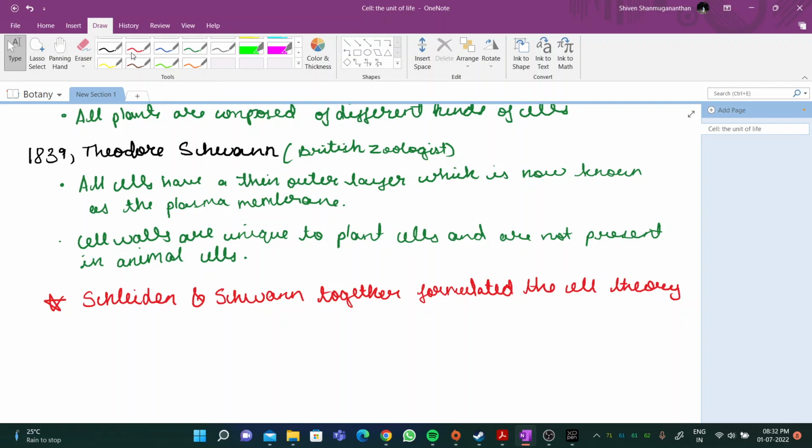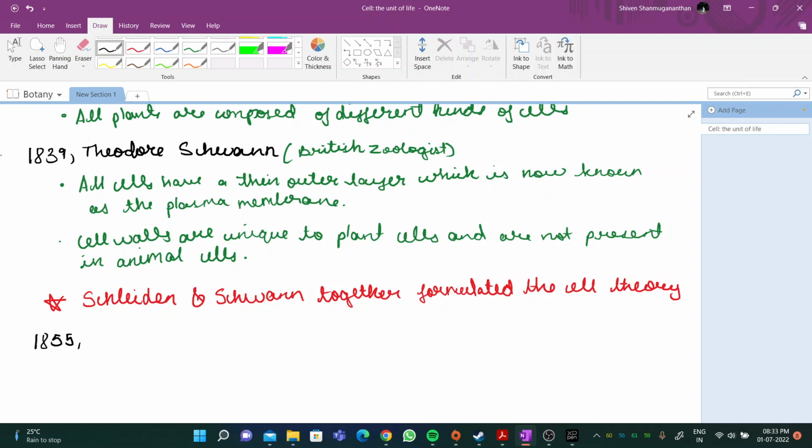So we go back to black. 1855. Now, this is a long time after Theodor Schwann made his last observation. Rudolf Virchow came in and he said this statement in Latin: "Omnis cellula e cellula," which meant that new cells are formed from pre-existing cells.